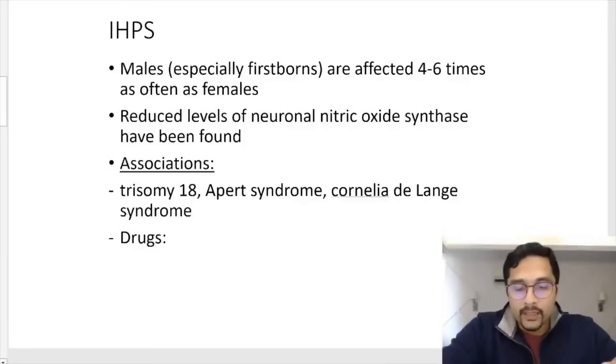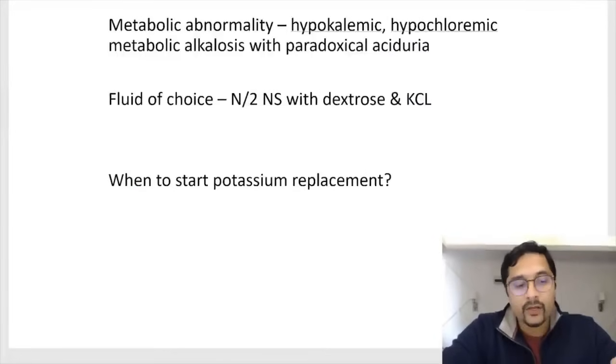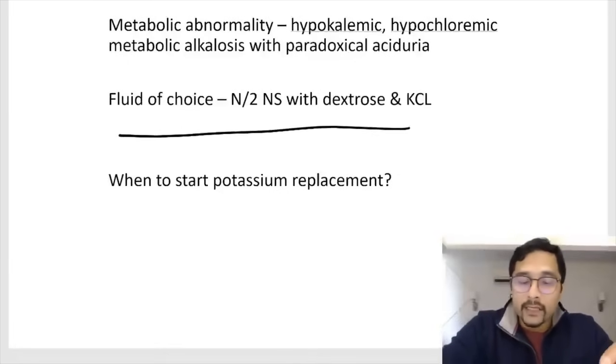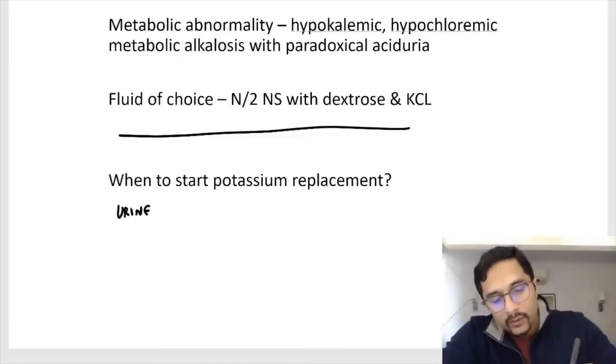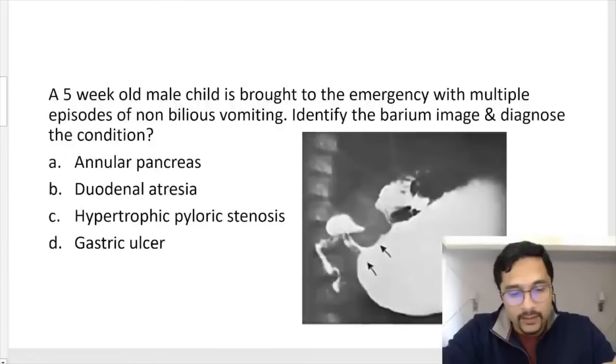So, males are more commonly affected. There are reduced levels of nitric oxide synthase in these patients. You can get the string sign, double track sign, or mushroom sign. These are some of the signs which can be seen on a contrast study. The metabolic abnormality, I've already told you. The fluid of choice has also been asked in the exam. So, you should know it is N/2 normal saline with dextrose and KCl. We start potassium only when urine output is adequate.